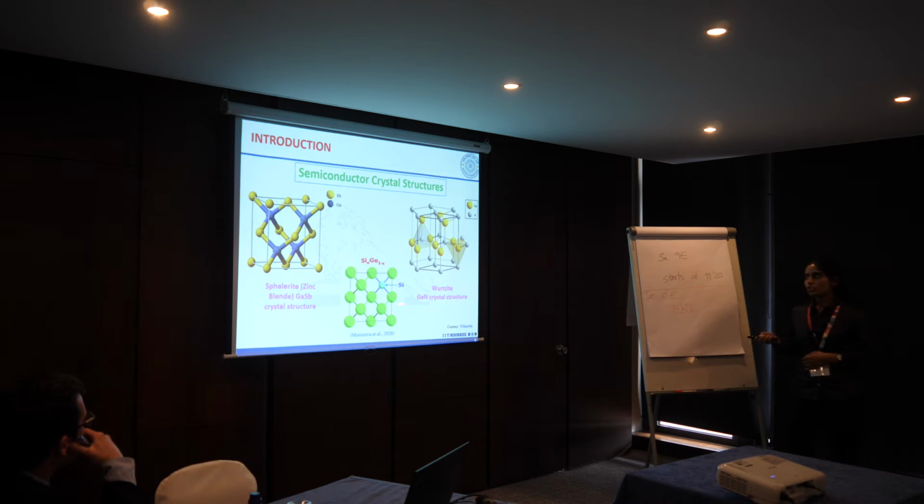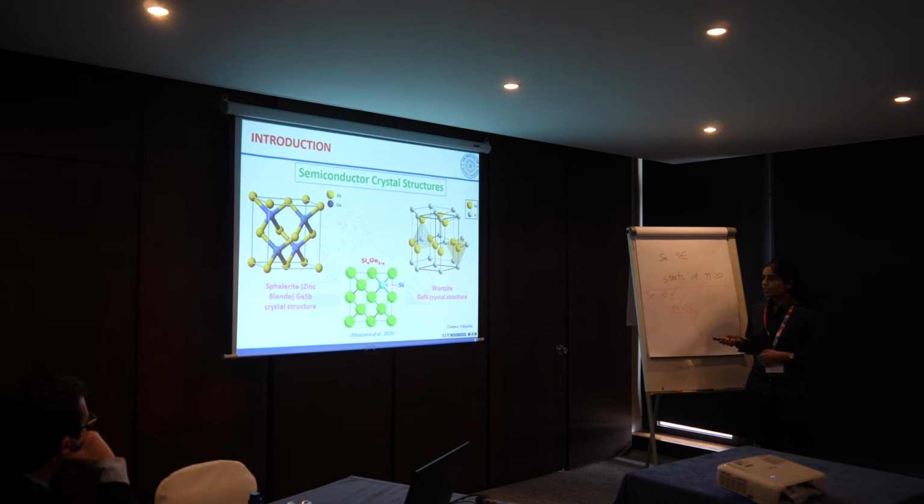Considering the crystal structures, there are two crystal structures mainly for the semiconductors. One is the zinc blende, sphalerite-like kind of crystal structure. Another one is the wurtzite, which is nothing but the HCP. For our alloy, which is under consideration, it is the first one, zinc blende or sphalerite-like kind of crystal structure.